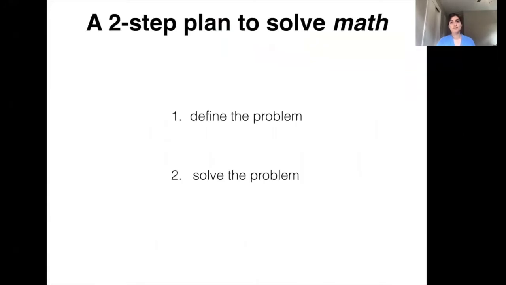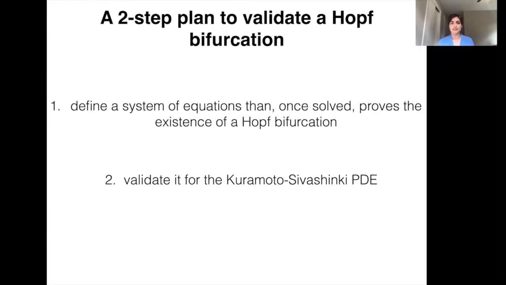Okay. And I'd like to present to you a two-step plan to solve math. You first define the problem, and then you solve the problem. And this will be the outline of our talk. So I'll spend quite some time defining a system of equations that, once we can solve it, would prove the existence of a Hopf bifurcation. And then towards the end of the talk, I will go into the details of looking at the Kuramoto-Sivashinsky PDE in practice and try to validate it.